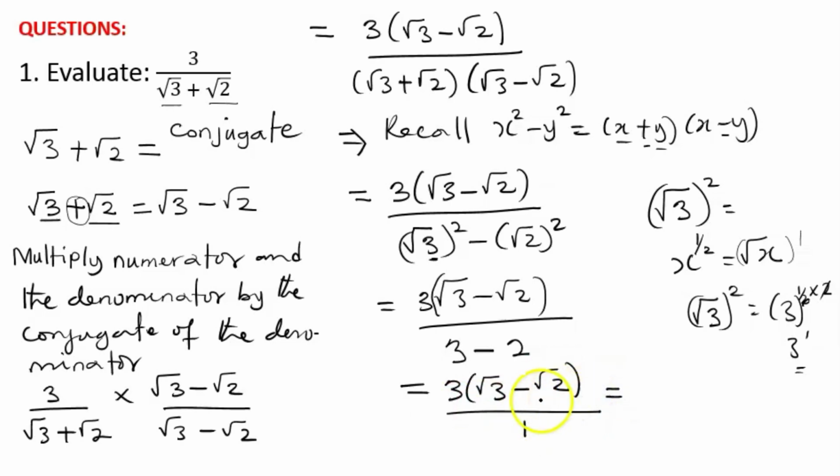All right, so you can leave your answer like this, or you can open up and allow 3 to multiply to remove the bracket. You are going to have it as 3 root 3 minus 3 root 2, and this is going to be the answer. You see that the denominator has been dealt with, from a denominator that had irrational numbers to eventually something that no longer even has a denominator. So this is a good way of rationalizing.